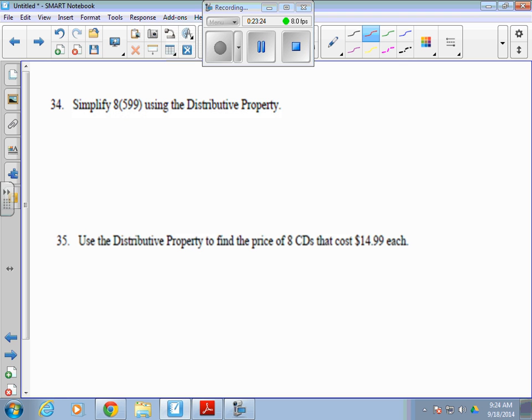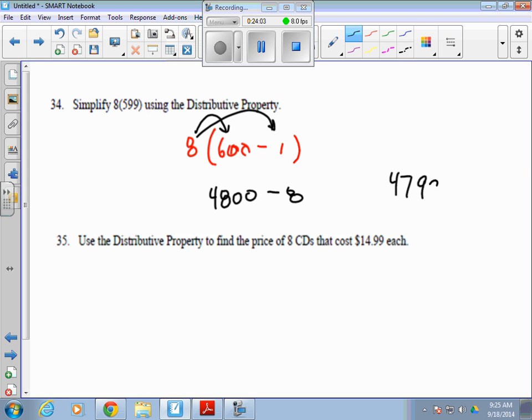Then number 34 and 35 are very similar problems. It says simplify 8 times 599 using the distributive property. We learned this on Tuesday. 8 times 599 is almost 600. 599 is the same thing as 600 minus 1. So the distributive property says we can distribute 8 times 600. We know 8 times 6 is 48, and then you just got to put the 100 part. 4,800, and 8 times negative 1 is minus 8. So 4,800 minus 8 is 4,792.